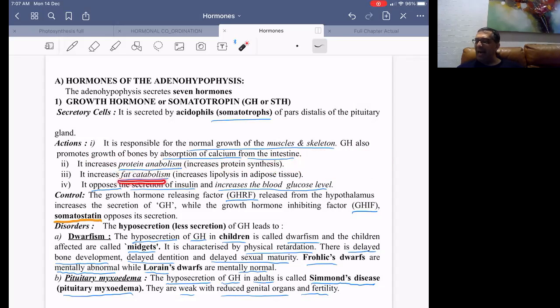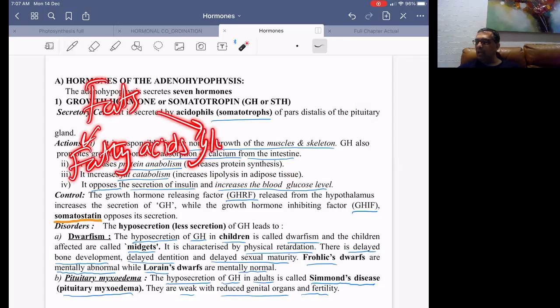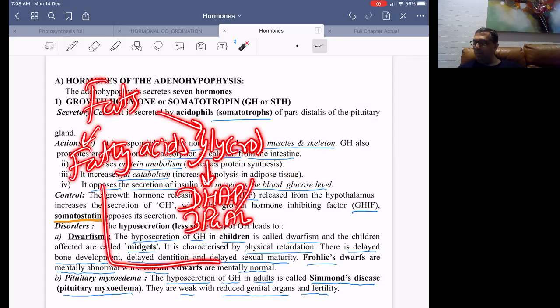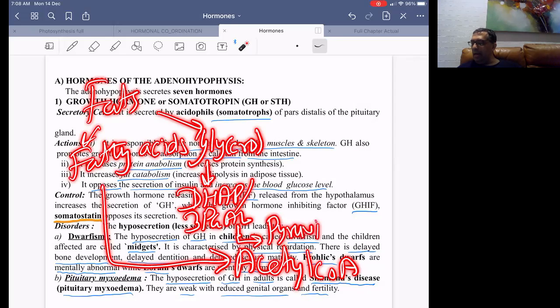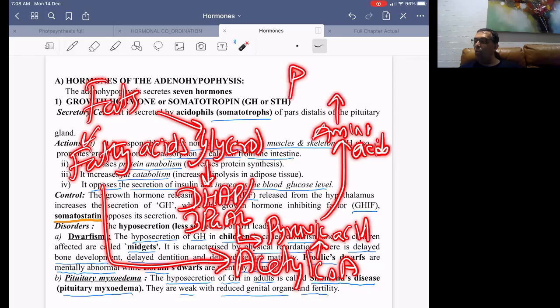And it causes fat catabolism, lipolysis in adipose tissue. जब आप ग्रोइंग फेज में हो, आपके बॉडी में fats are converted into proteins. So if you remember, fats break down to form fatty acids and glycerol. Of these, glycerol becomes DHAP or 3-PGAL, and fatty acid becomes acetyl coenzyme A. And DHAP 3-PGAL break down to form pyruvic acid. And acetyl coenzyme A also becomes, by reverse glycolysis, pyruvic acid. Pyruvic acid gets converted into amino acids.